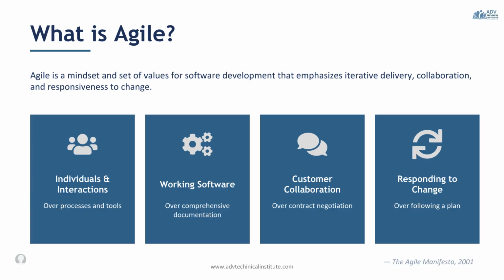The idea is that while the things on the bottom still have value, the things on the top have more value. As you can see from the cards, the Agile Manifesto is a set of principles that encourages teams to work closely with customers, deliver value frequently, and adapt quickly to changing requirements. Its focus is on flexibility, teamwork, and continuous delivery of useful results.